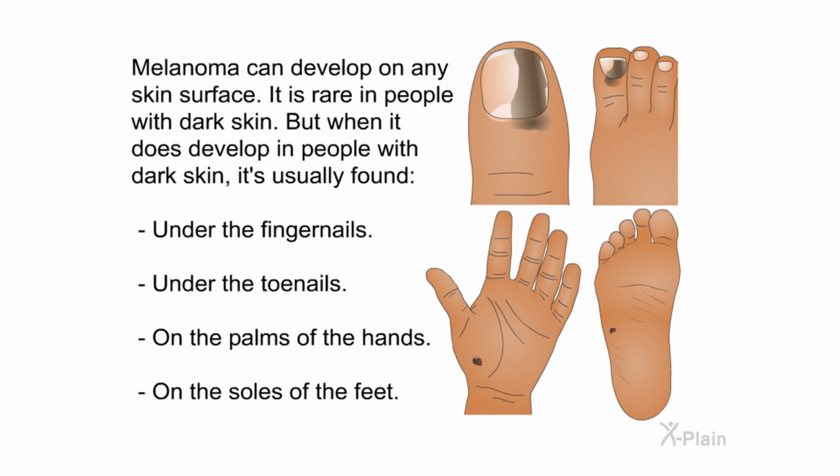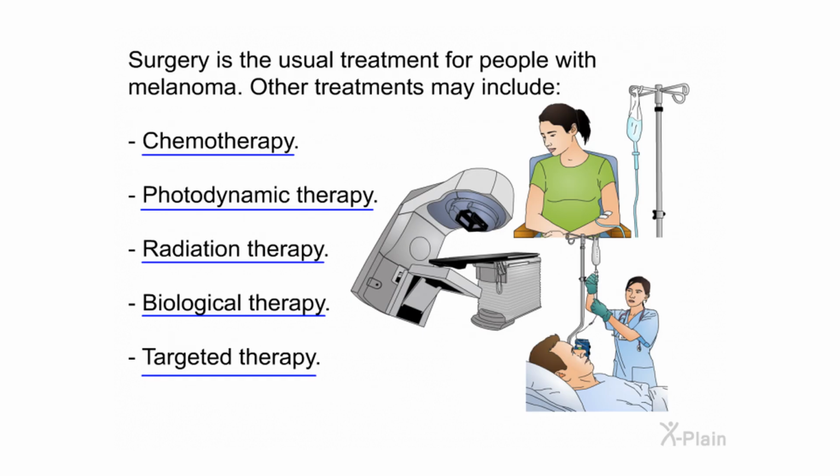Melanoma can develop on any skin surface. It is rare in people with dark skin, but when it does develop in people with dark skin, it's usually found under the fingernails, under the toenails, on the palms of the hands, on the soles of the feet. Surgery is the usual treatment for people with melanoma. Other treatments may include chemotherapy, photodynamic therapy, radiation therapy, biological therapy, targeted therapy.